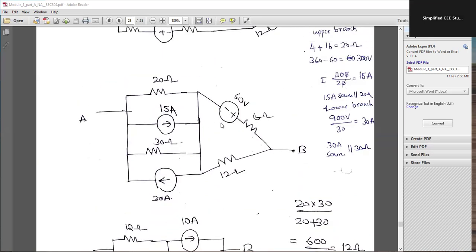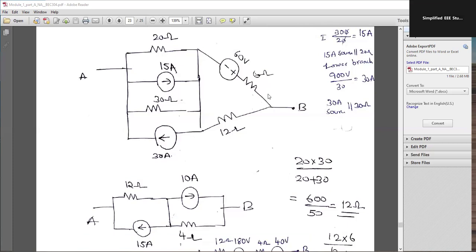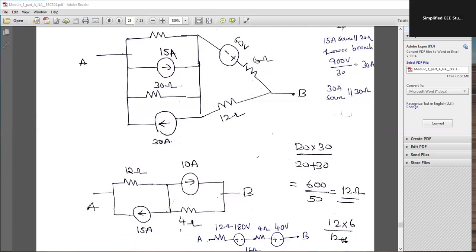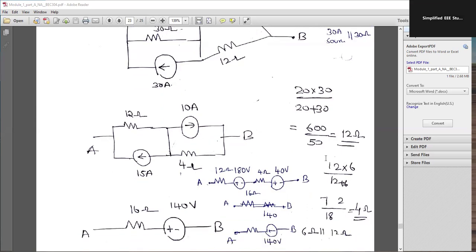Correct. Now on the right side, you can see 60 volt is in series with 6 ohm. So please convert it into a current source. 60 by 6 is how much? That is 10. 10 ampere parallel to 6 ohm, and here what you can do with 6 ohm and 12 ohm: both become parallel. That means 6 into 12 divided by 6 plus 12. How much are you able to get? 6 into 12 means 72, and 6 plus 12 is nothing but 18. 72 divided by 18 is nothing but 4 ohm.